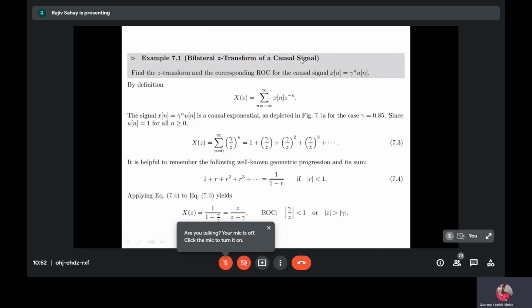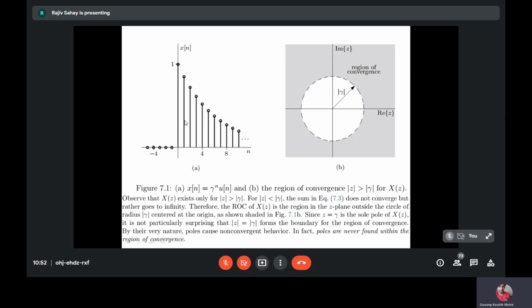The bilateral Z transform of a causal signal. Let us start the examples. So how did we arrive at those ROCs? So the definition of the bilateral Z transform is this. So we are going to find out the closed form expression of the Z transform when x of n is given as gamma to the power n u of n. Okay. So this is a causal exponential. How does it look like? It looks like this. This is x of n equal to gamma to the power n u of n.